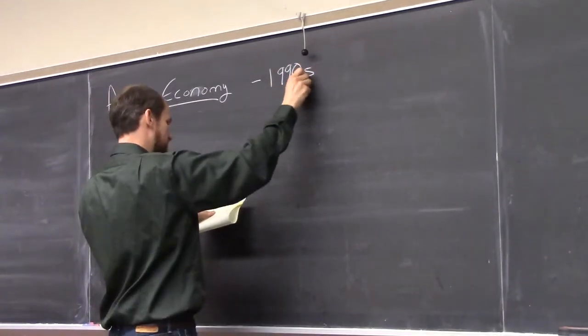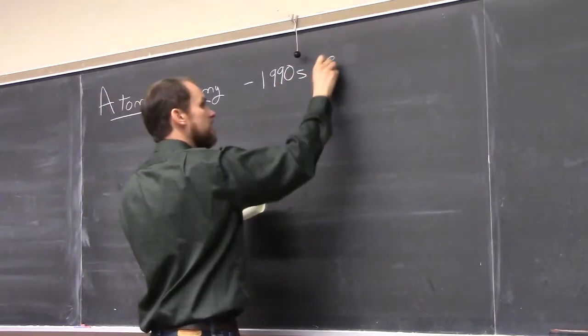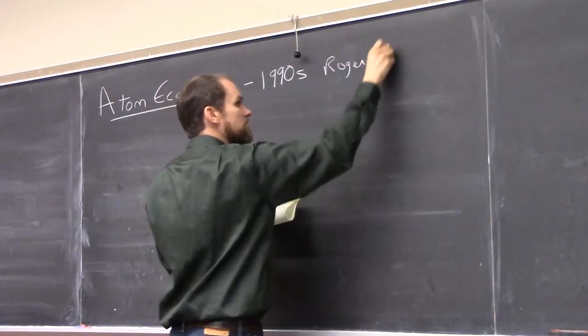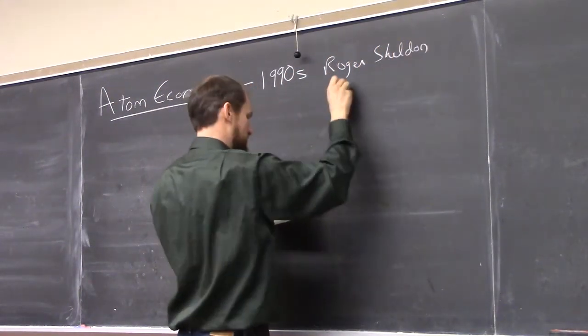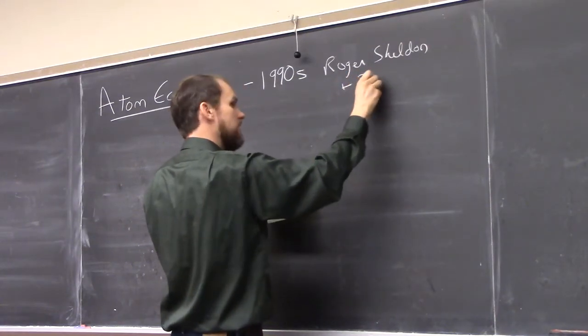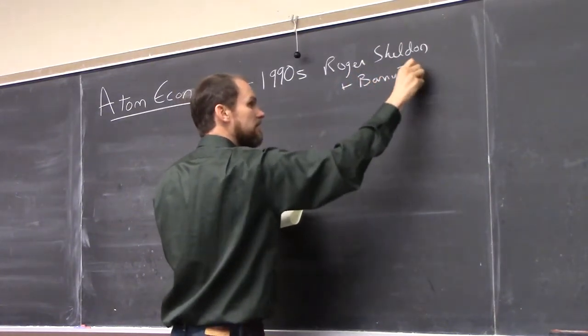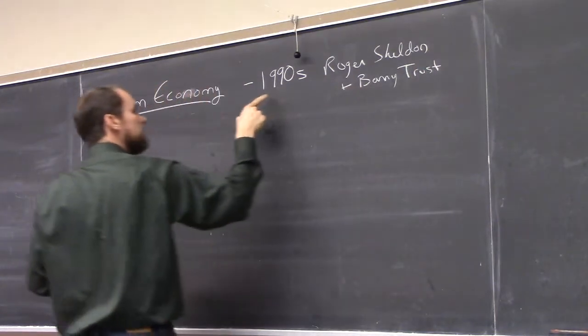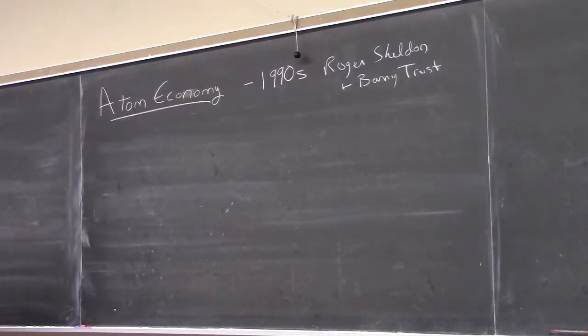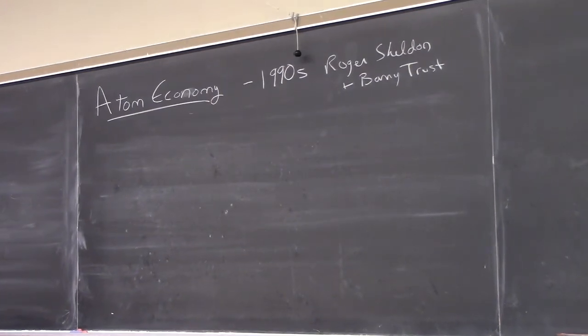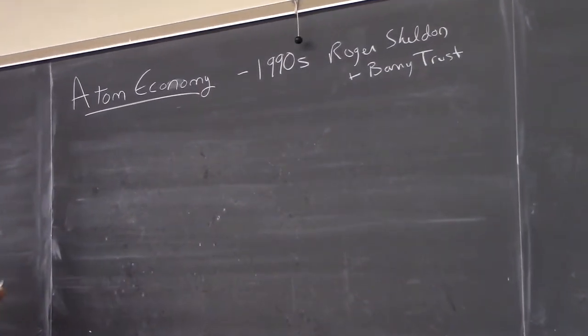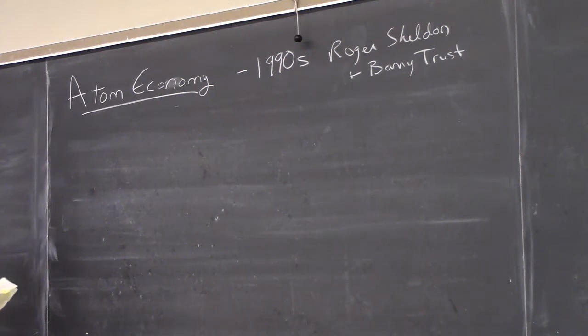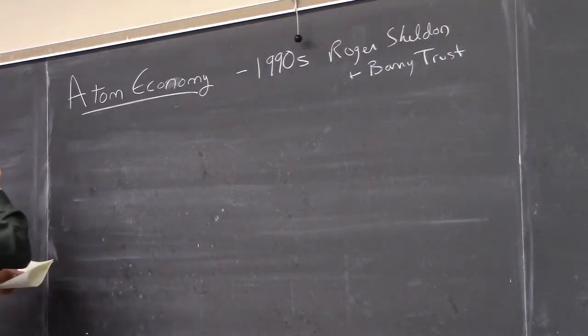This was developed in the 1990s by Roger Sheldon and Barry Trost. So this was developed after the other textbook that they're using in 90% of the chemical engineering departments. So that's part of why I like using this textbook, because they don't really talk too much about these trade-offs and how to figure out the best ways.